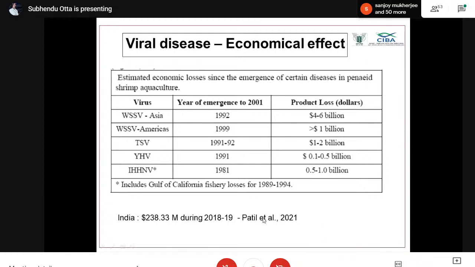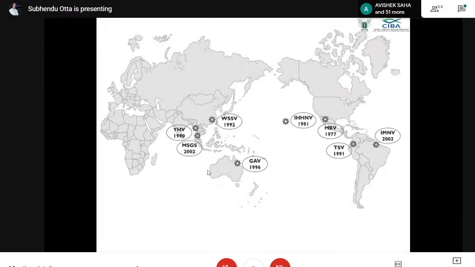And if you see a very recent survey from our institute, white spot syndrome virus alone was responsible for causing $238.33 million in losses during 2018-19. This is again only in 3 different states: Andhra Pradesh, Tamil Nadu, and Gujarat. So if you take a survey in the entire India, definitely it will be much more than that. Even now, white spot syndrome virus brings so much loss to the shrimp farming industry.